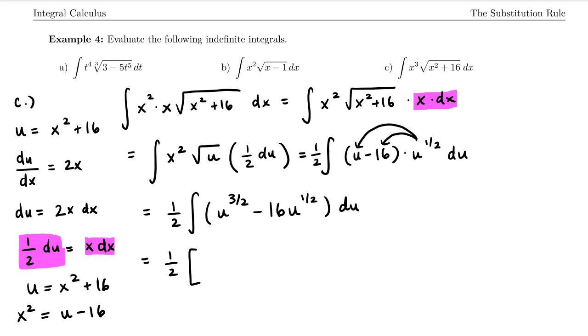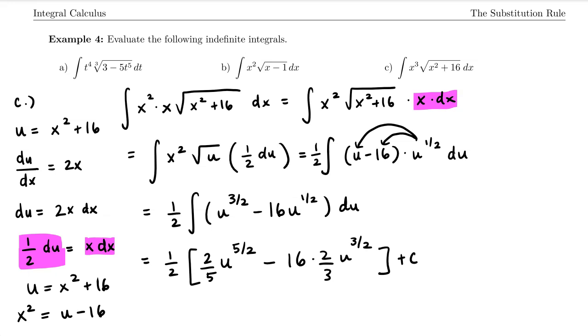So if I increase the power on u to the 3/2 by 1, that's going to give me u to the 5/2 power, because 3/2 plus 1 is 5/2. And if I divide by 5/2, that's the same thing as multiplying by the reciprocal of 2/5, minus 16 times, I have u, and if I increase the power by 1, that would give me 3/2. And I'm going to multiply by the reciprocal, that's going to give me that. And I have my constant of integration.